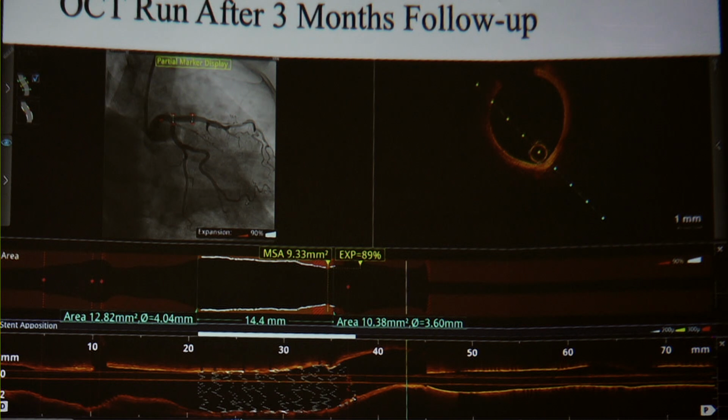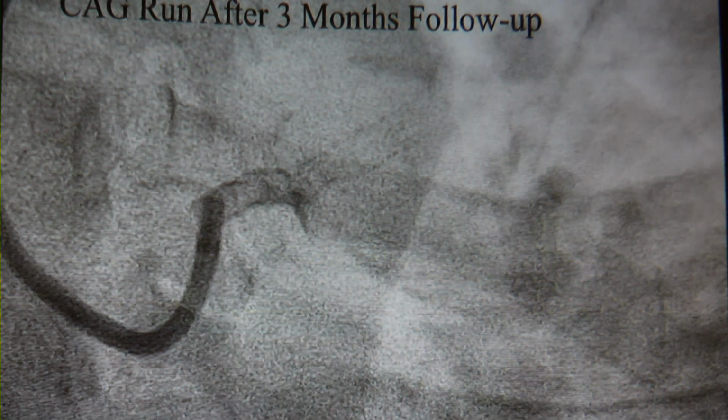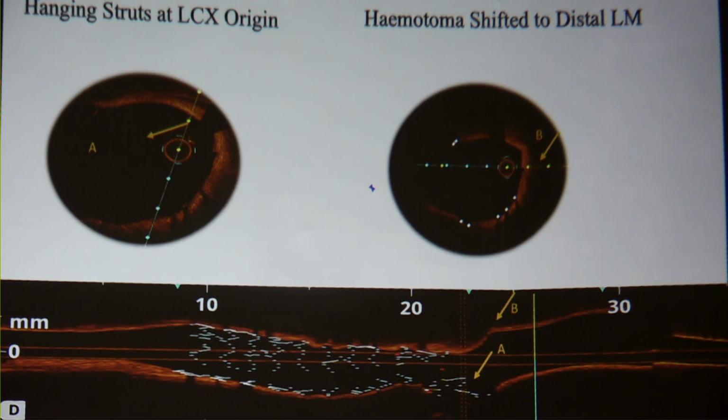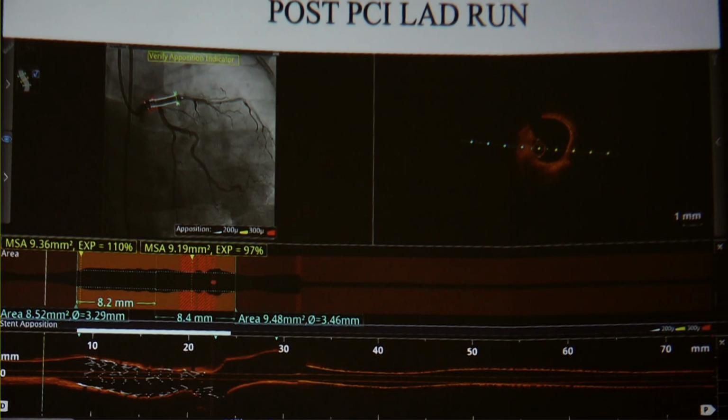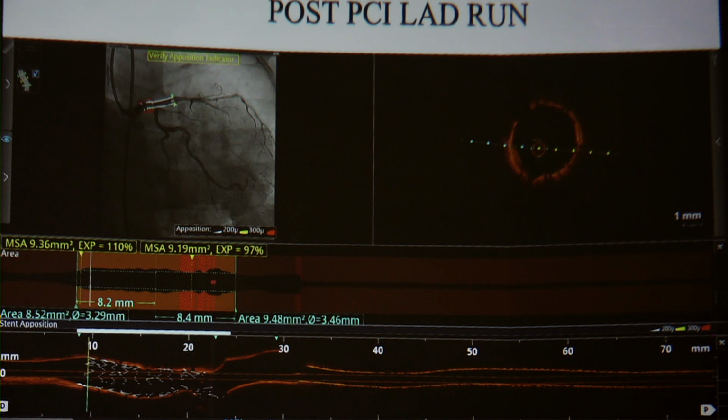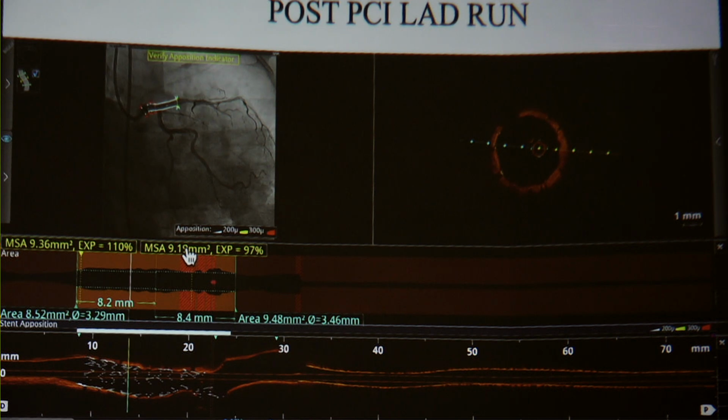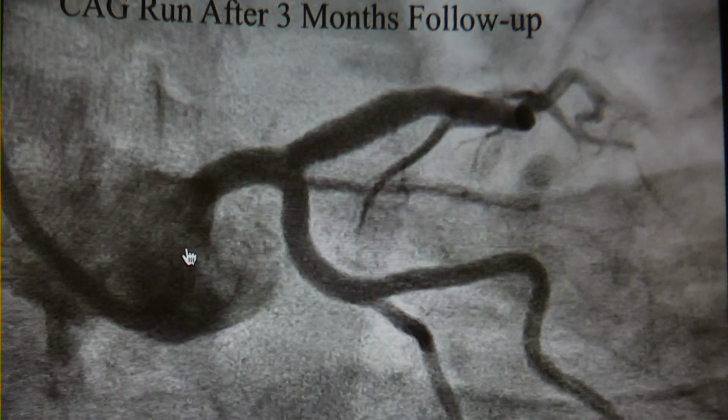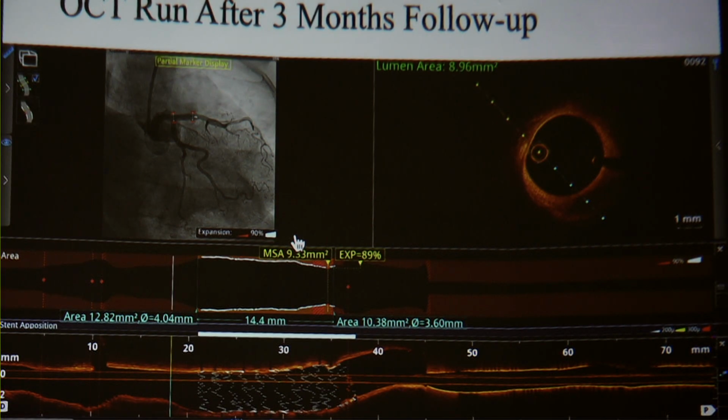If you look at the 3 OCTs in a row, if you go to that slide, let us see. I think maybe the frame size may be different. But it clearly looks like the true ostium of the LAD has expanded. The stent has expanded, whereas a balloon-expandable stent should not enlarge. But I think the MSAs are the same. It is 9.19 here, 9.19 here. Let us see what was there. 9.33, almost the same.